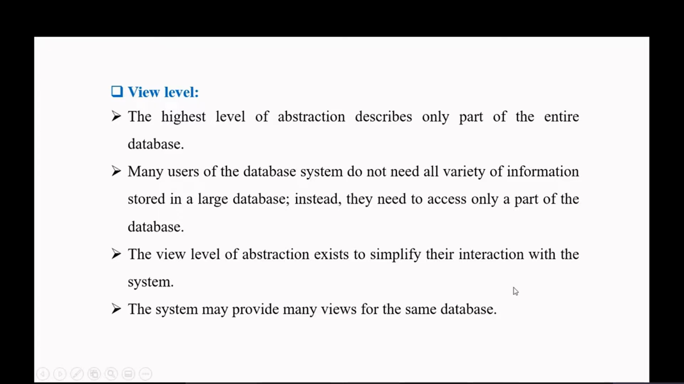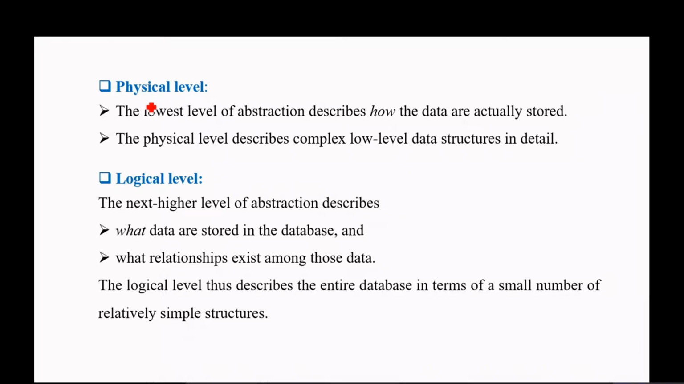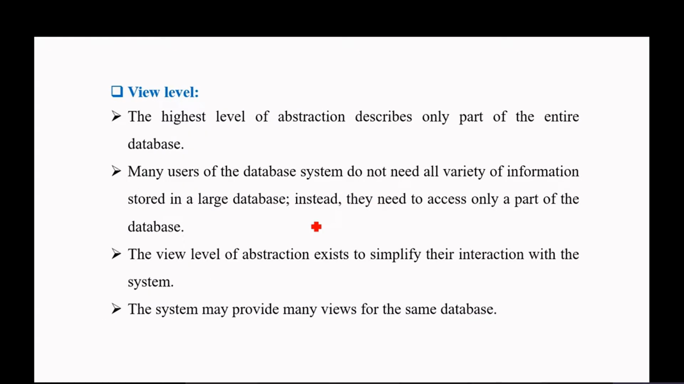So again, coming to this point, what did we understand? Physical level means we are just talking about the structure of the database itself, how we are storing the data, what tables are there, how many columns are there. But at the upper layer, you are dealing with the data only, not the structure: what data is stored in the database and what the relationships are. At the view level, only a portion of the database is visible to you for interaction. So these are the three levels of abstraction.